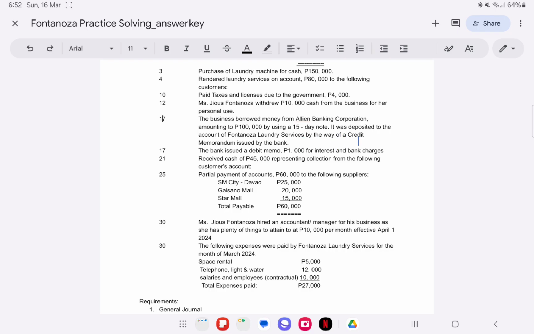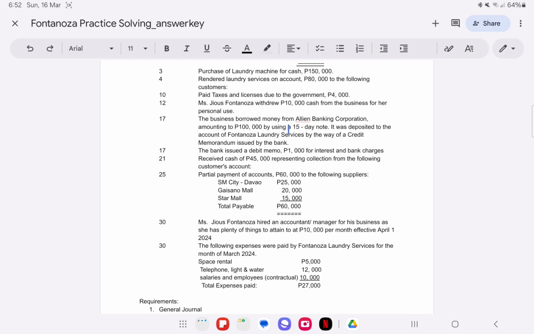So the business of G. Fontanoza would like to borrow money from Alien Banking Corporation amounting to 100,000 for additional investment for her laundry services. So this is a 15-day note, and there's also a credit memorandum issued by the bank.